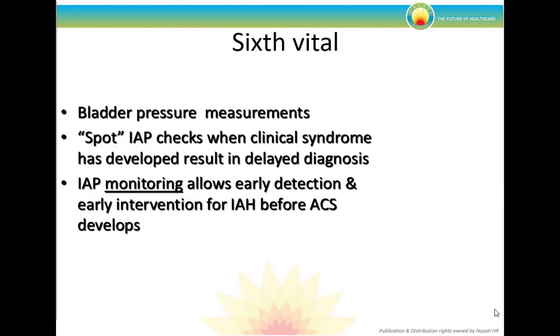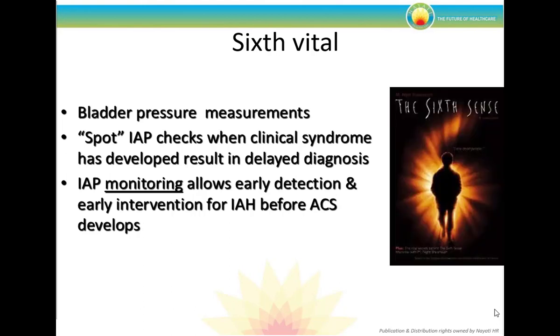Intra-abdominal pressure is considered the sixth vital sign. We normally measure it by measuring bladder pressures. A spot intra-abdominal pressure, measured just once, will not help in the diagnosis. It often delays the diagnosis, with poor prognosis. IAP monitoring allows early detection and early intervention before the patient goes into abdominal compartment syndrome.